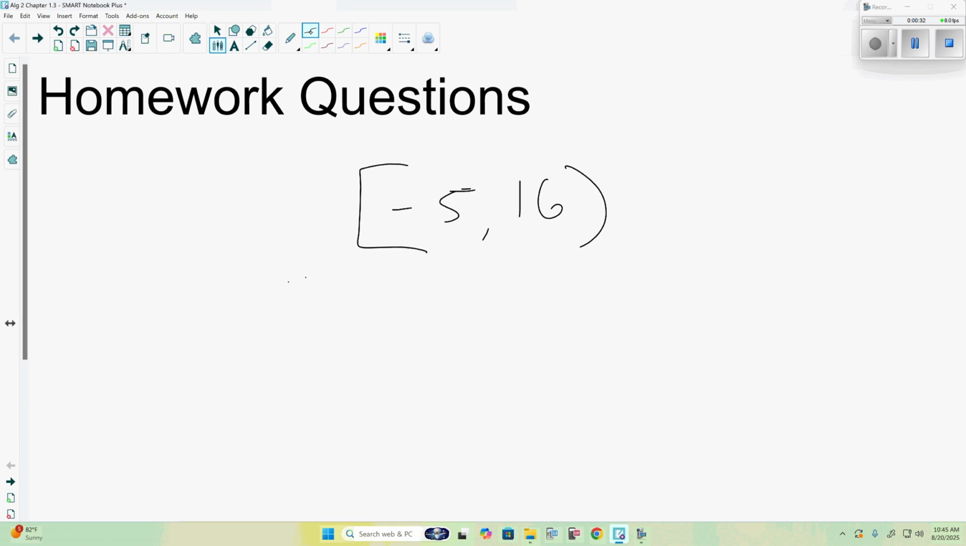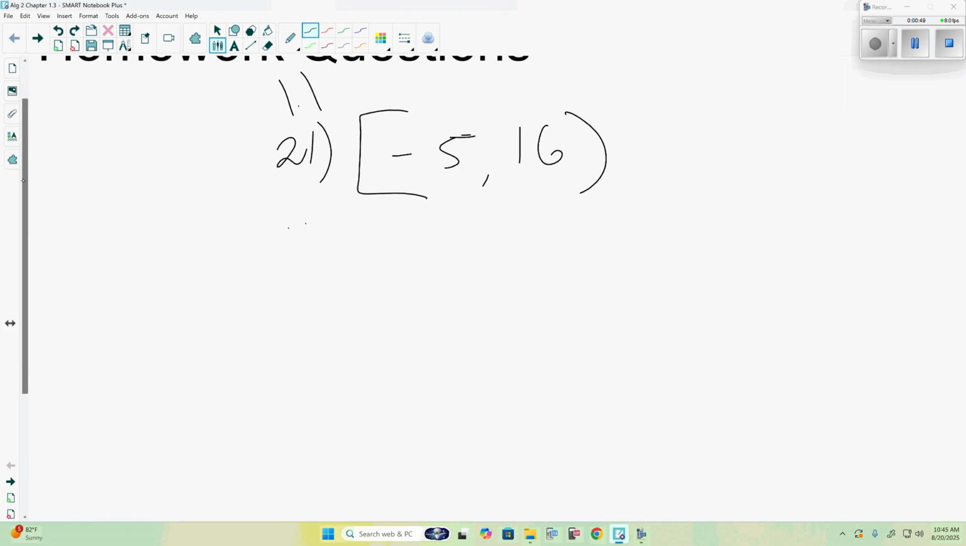It was from 1.1, problem 21. Again, I'll go over two to three homework questions if you have them. If not, we'll just go straight into the lesson. So we'll look at this one here. Problem number 21 gave us this interval, and it wanted us to write it in set builder notation.